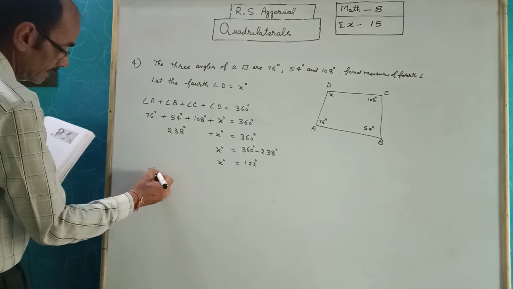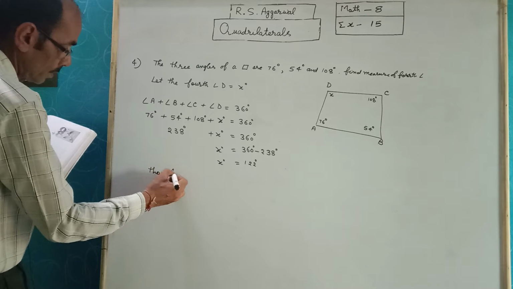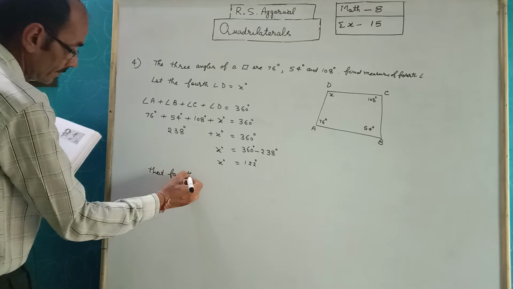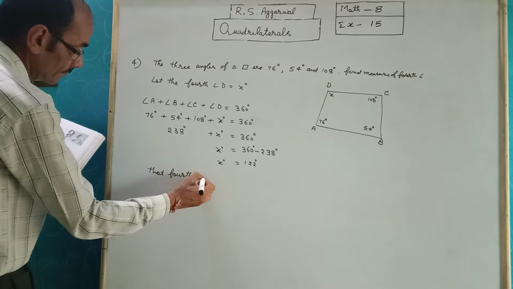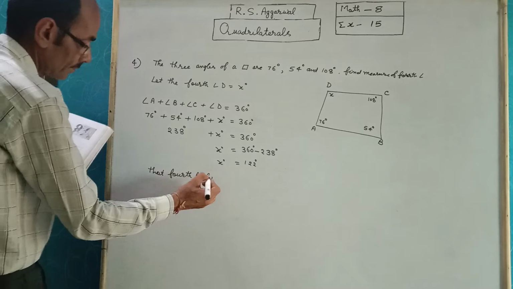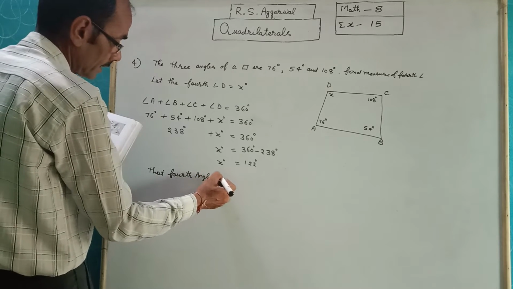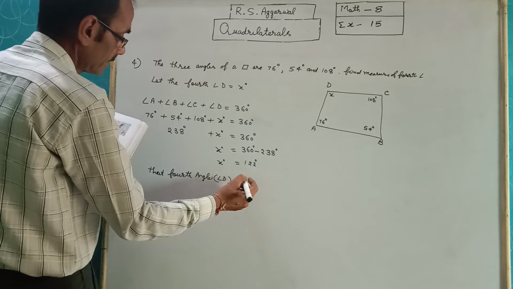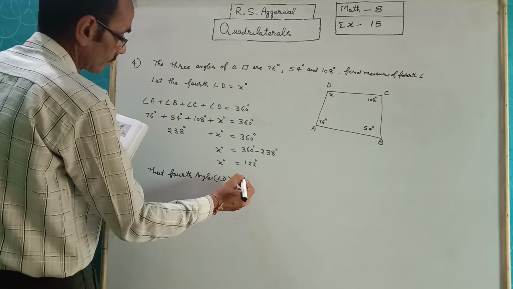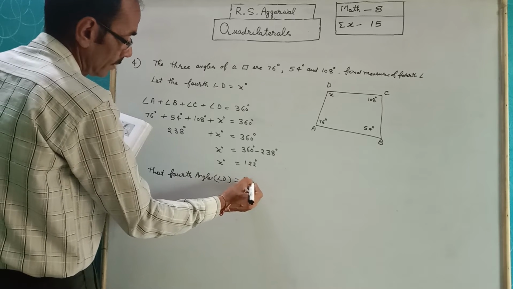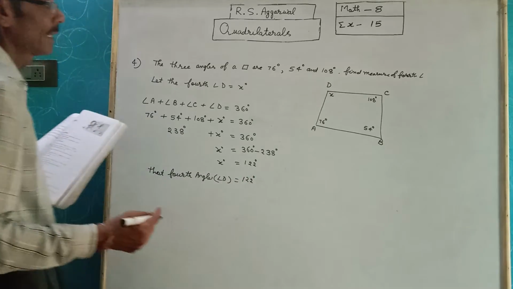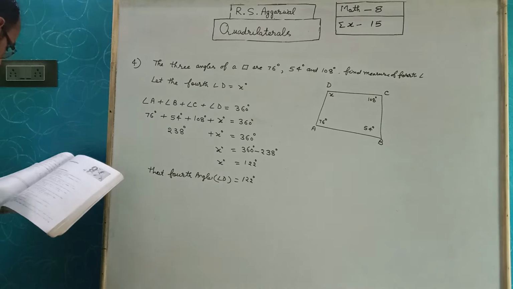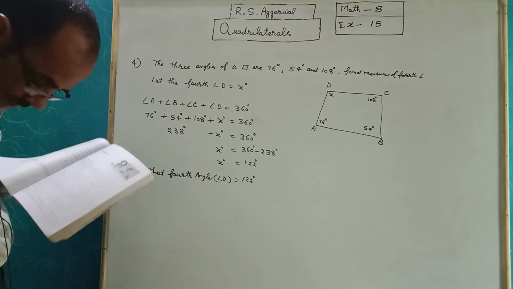That fourth angle will be angle D is equal to 122 degree, the fourth angle of the quadrilateral. Question number 4 is complete.